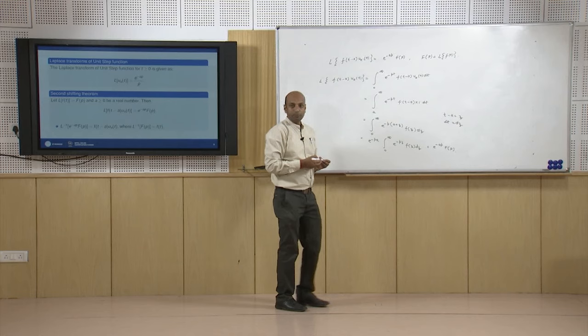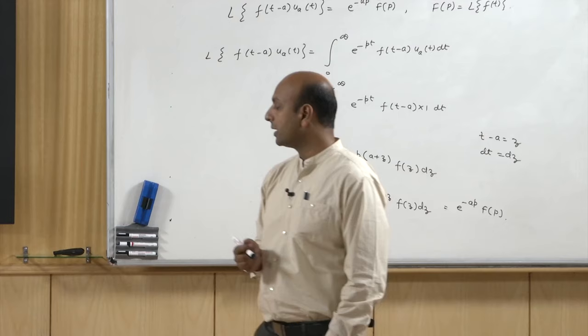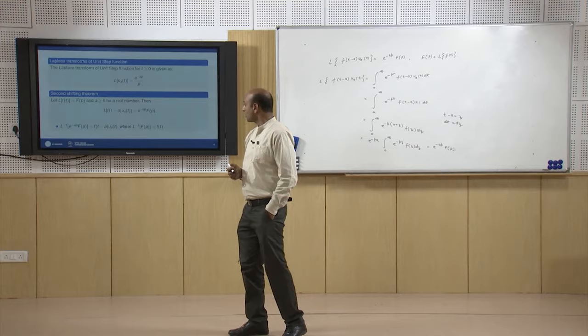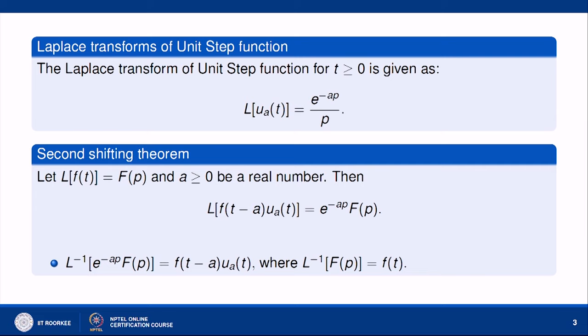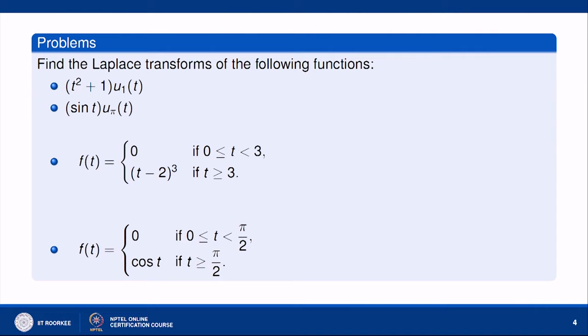Hence we proved the second shifting property: whenever we have to find the Laplace transform of f(t minus a) into u_a(t), it is nothing but e to the power minus a p into F(p), where F(p) is the Laplace transform of f(t). Now, the same property can be stated for inverse Laplace transforms. Laplace inverse of e to the power minus a p into F(p) is nothing but f(t minus a) u_a(t), where Laplace inverse of F(p) is f(t). Now, let us solve some problems based on this. Suppose we have to find the Laplace transform of (t square plus 1) u_1(t).